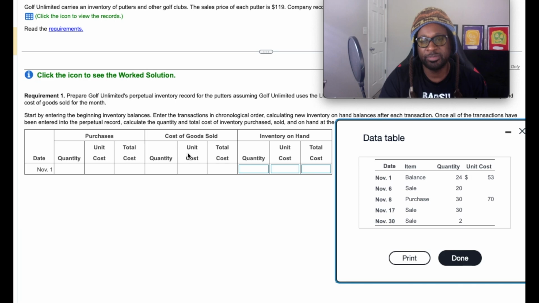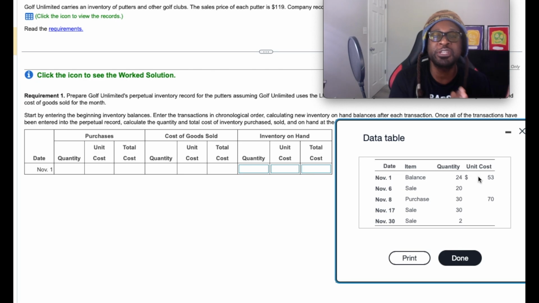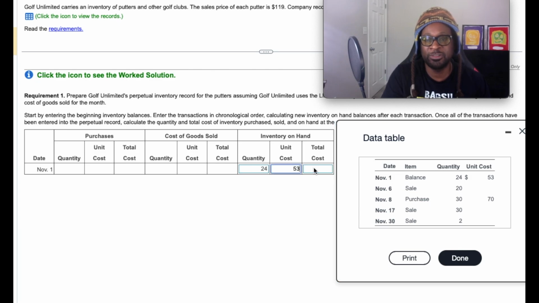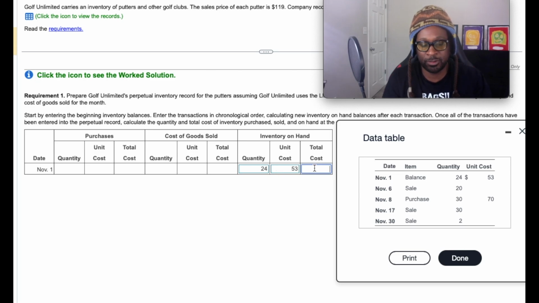We're going to start by completing the inventory on hand based on November 1st. As we can see in the table, we had a beginning balance of 24 units at $53. This is basically what we carried over from the previous month, which was October. We're going to input those figures and calculate the total cost by multiplying the 24 units times the $53 each, which will give us a total amount of $1,272.